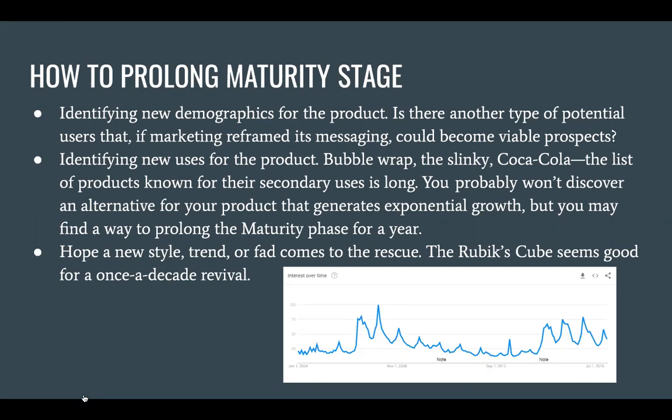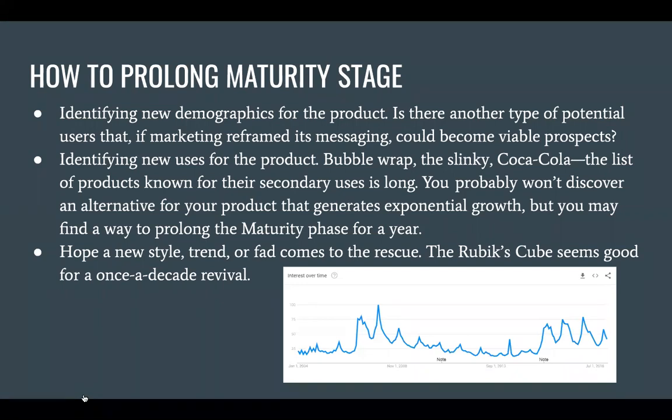So, for example, bubble wrap. I like to pop bubble wrap sometimes. It's pretty fun. And you can also wrap like products in it. A Slinky and Coca-Cola. Yeah, a lot of people buy Coca-Cola now to like put Mentos in it and watch it explode. It's really fun. And apparently people clean toilets with it sometimes. I don't, but like, I don't know, you can. The list of products known for their secondary uses is very long.